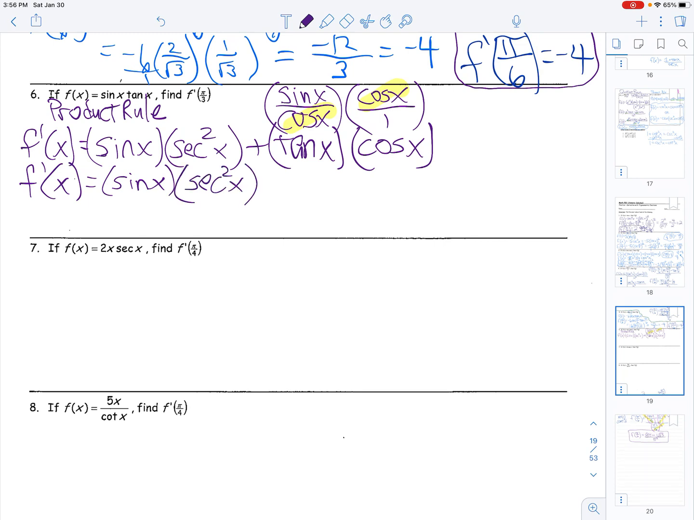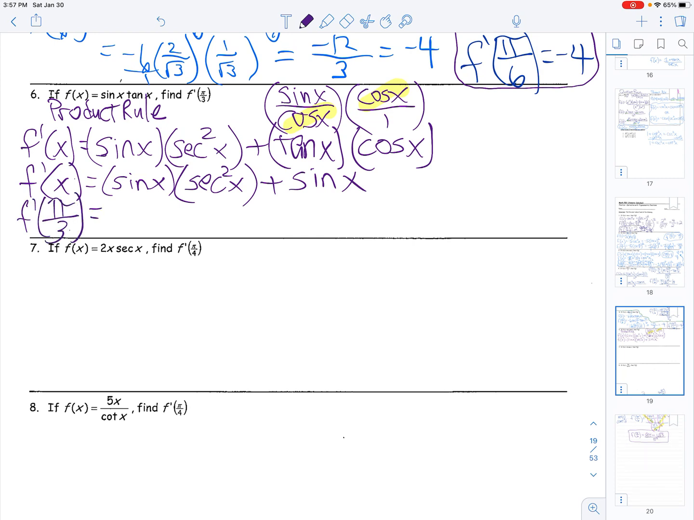So f prime of x is sine of x times secant squared of x plus just sine of x now, right? So that's what I mean. I mean, you don't have to do that because we're just plugging in pi over 3, but in multiple choice, you might see that as an answer instead of tan times cosine. So just keep that in the back of your mind.